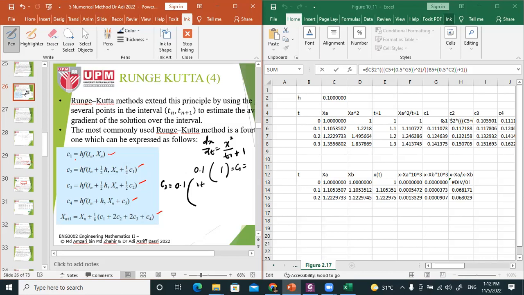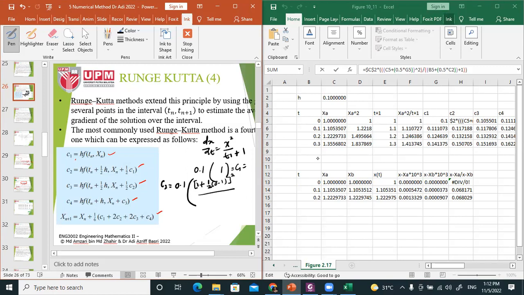So what is your C1? C1 is 0.1 times 0.5. You say 0.5 times G5. G5 is 0.1. So it becomes 1 over 2 times 0.1 here. This is your x. Then it becomes squared here. Become x squared divided by t.